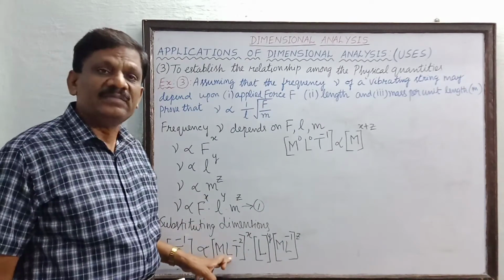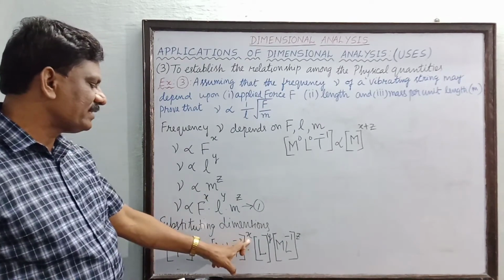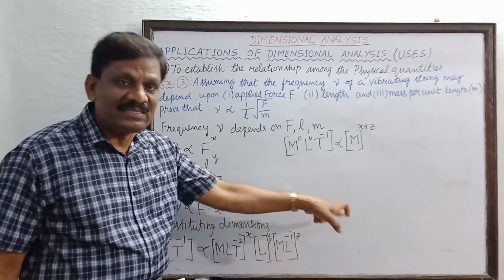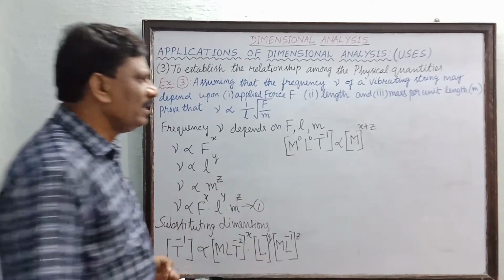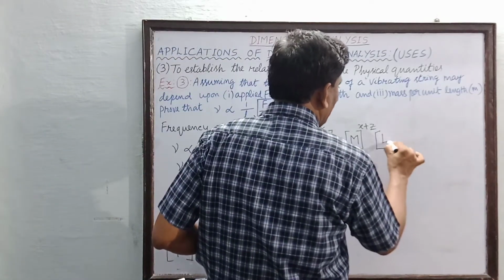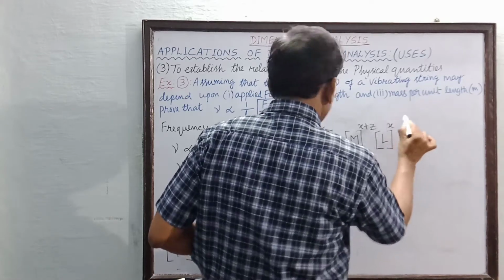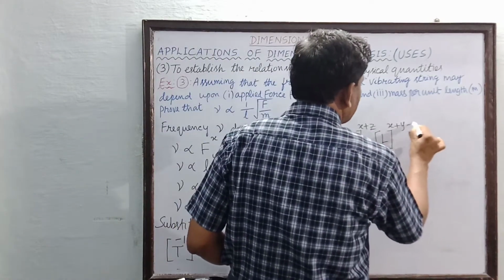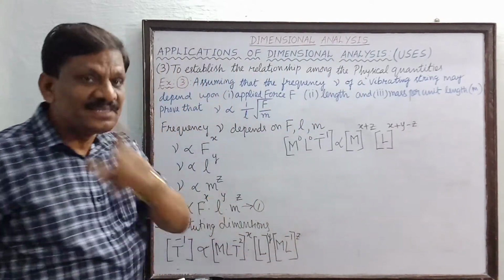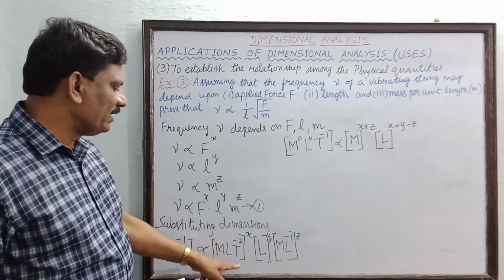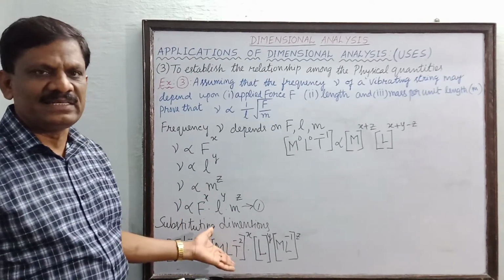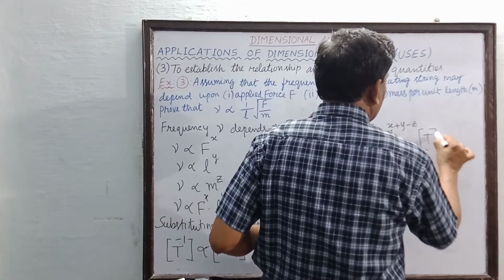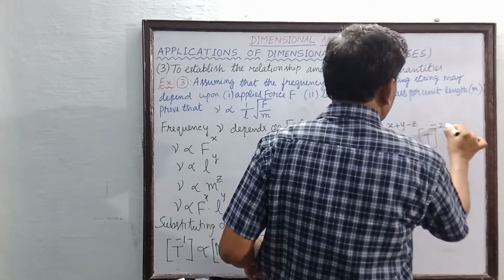Similarly, next is the L term. Here L is raised to the power x, here L is raised to the power y, and here L is raised to the power minus z. So totally L is raised to the power x plus y minus z. Here minus 1 power z is minus z. For the T factor, there is only one factor, that is T power minus 2 whole power x, so that is into T to the power of minus 2x.